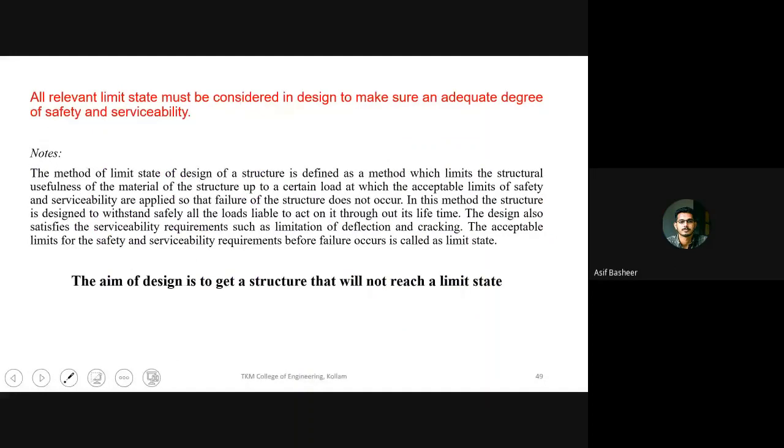All relevant limit states must be considered in the design to make sure of an adequate degree of safety and serviceability. That is, when we are designing a structure, we should make sure that the structure is safe for the limit state of collapse as well as the limit state of serviceability. When considering the limit state of collapse, the structure should not fail in flexure, in shear, in compression, or in torsion.